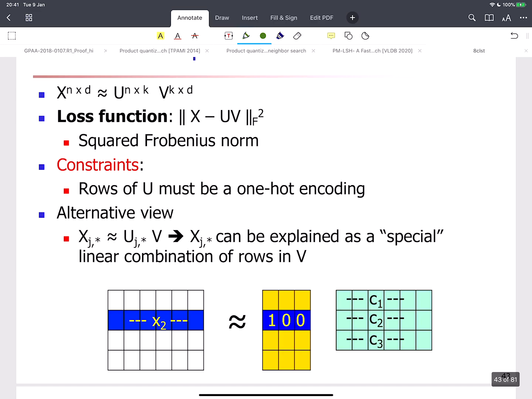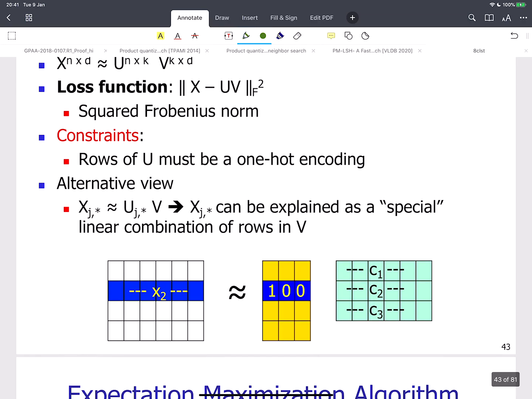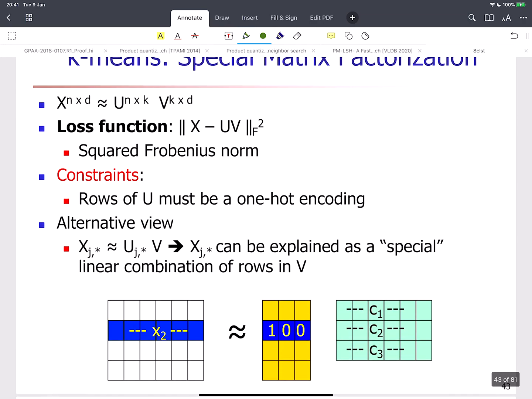Okay, let's continue. So let's look at the K-means algorithm from another perspective. It's actually a special kind of matrix factorization. Matrix factorization is a very popular paradigm in a number of machine learning problems. For one thing, you can actually do so-called recommendations. Basically, the general idea is that given a matrix X, we want to decompose it into two smaller or simpler matrices.